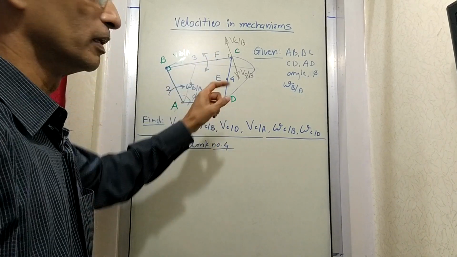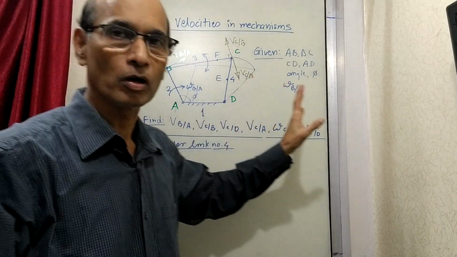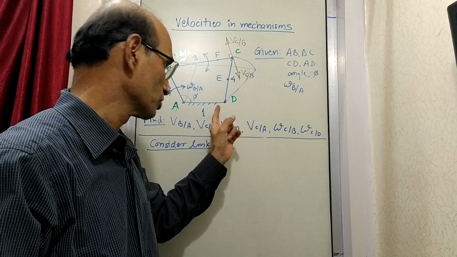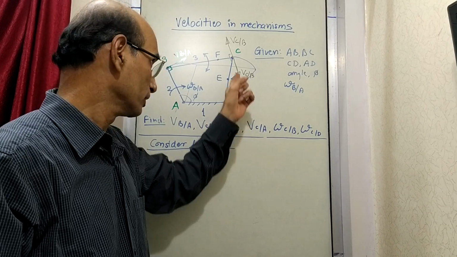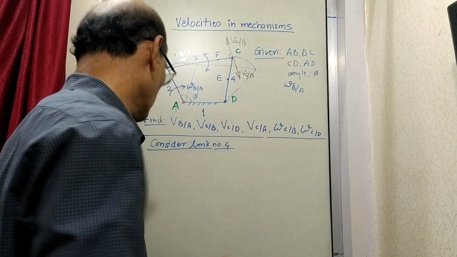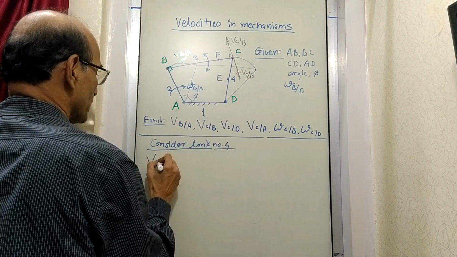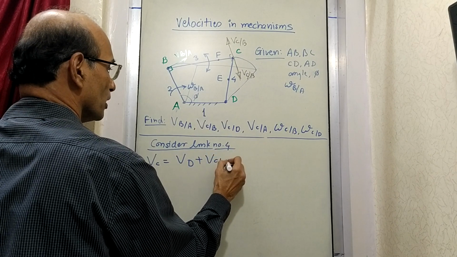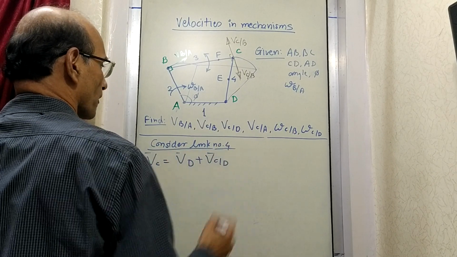Now let us consider link number 4. Can we consider link number 4? For considering any link, we should know the velocity of at least one point on the link. In case of link 4, we can, because we know the velocity of D is 0. So we'll write: velocity of any point, that is C, equals velocity of D, which is 0, plus velocity of C related to D, a vector equation.